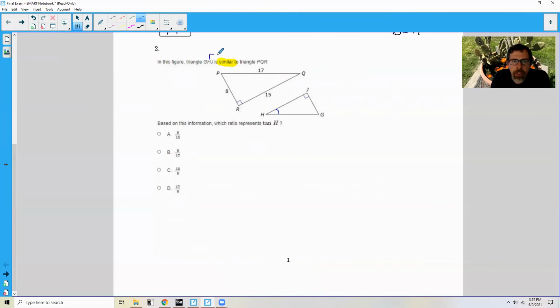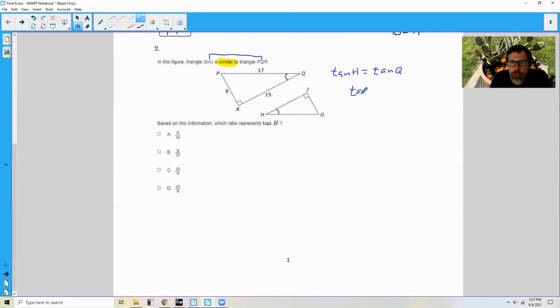Then I look, and h is in the middle in the name, so it has to go with the middle letter in the other name, which is q. That tells me q is congruent to h, and the sides are proportional. If we're looking for tangent of h, I don't have any number values over here, so I can't figure out the scale factor. But I do know that it's equal to the tangent of q because the angles are congruent, and I have numbers for tan q. So I'm going to find tan q, and that'll be my answer to this problem.